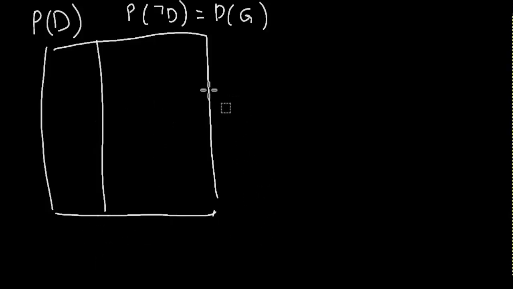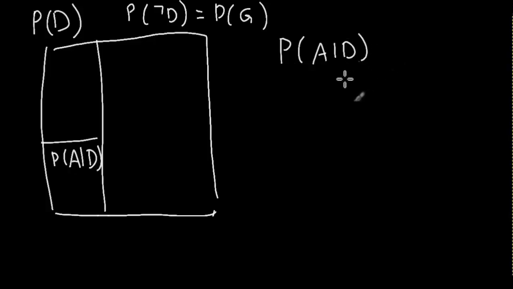The question said when a defect happens, so I will write the conditional probability. That is the probability of A given D, where A happens. There is some probability here. This is the probability A given D. This bar means given. So given D, under that condition, A happened. You can think D has already happened. Under that condition, what is the probability of A?